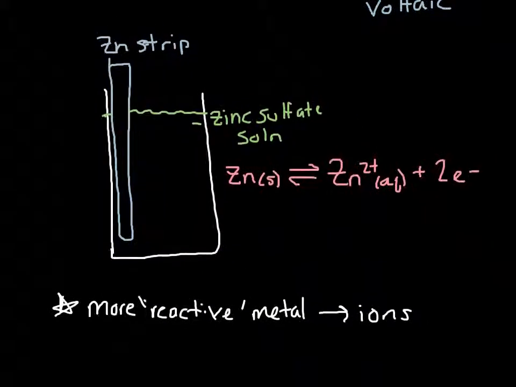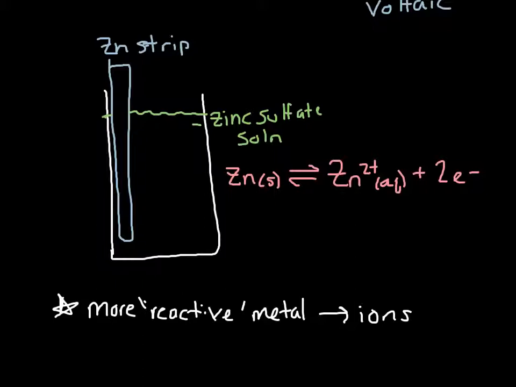So a simple voltaic cell looks like this. You are going to have a metal strip submerged within an ionic solution of the same metal. Here we have a zinc strip submerged within a zinc sulfate solution. As you can see, we have our solid zinc, and then we have our aqueous zinc ions in the solution just floating around.